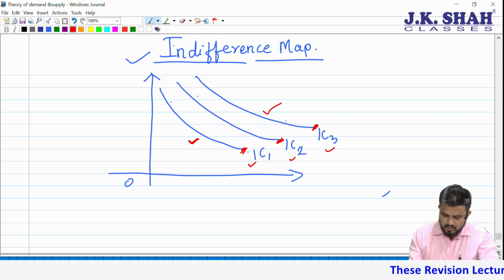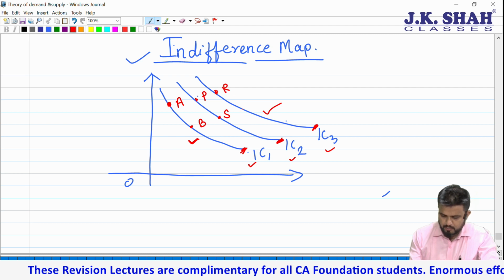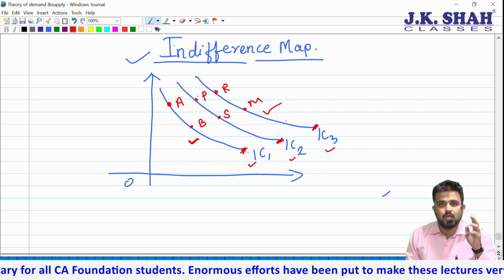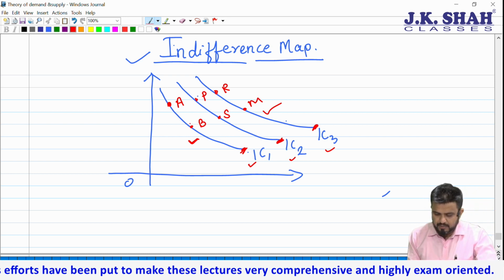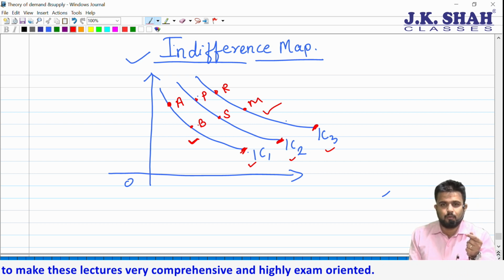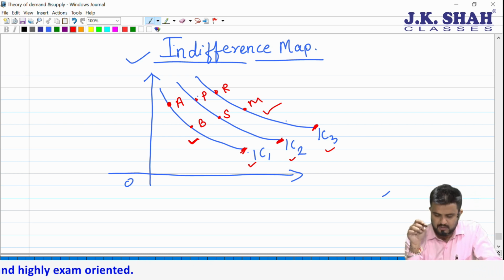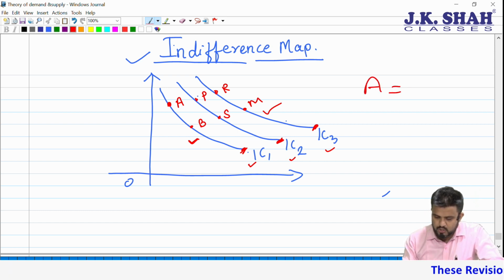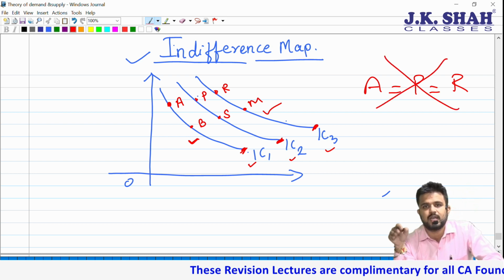Now, in this, you have to understand point A, B, point P, S, point R, M. So, points on the same curve will have the same satisfaction, but points on different ICs will have different satisfaction. Like A, B, A is equal to B because point A satisfaction is equal to point B satisfaction because they are on the same IC. P will be equal to S, R will be equal to M. But A equals P equals R, this will be wrong, since they are not sitting on the same IC.